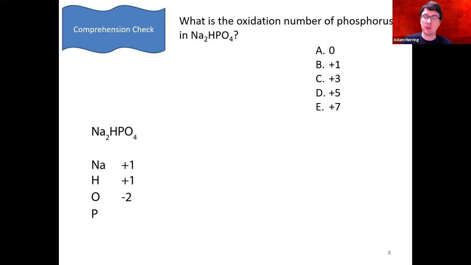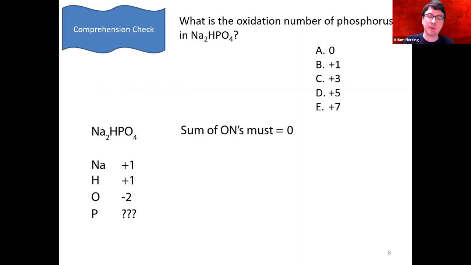Oxygen will, generally speaking, have a -2 oxidation number. And since oxygen is the more electronegative element, it gets its preferred oxidation number compared to phosphorus. Now, phosphorus is the one that we are not sure about.